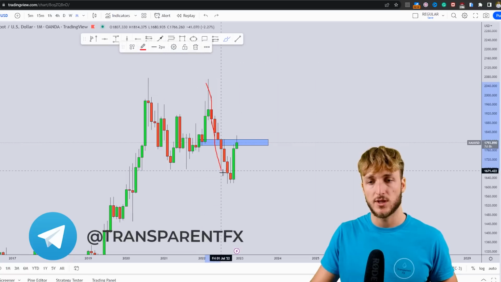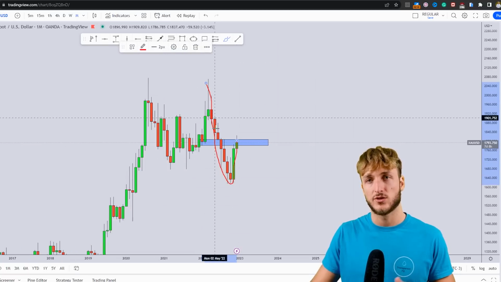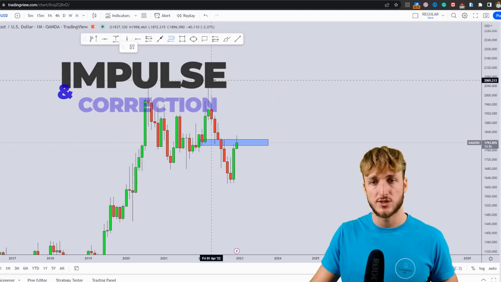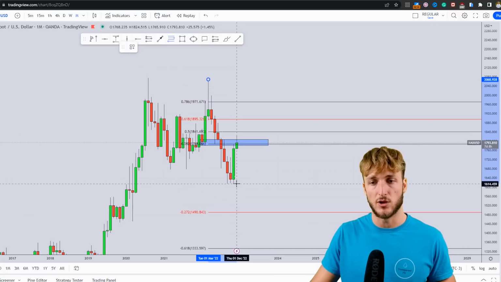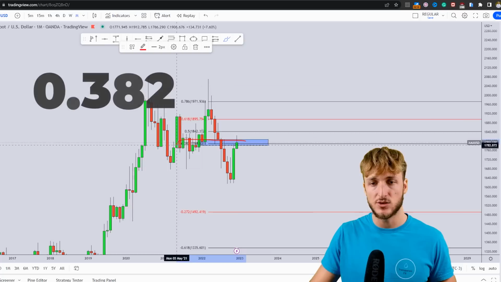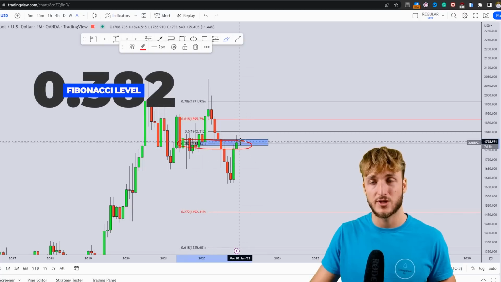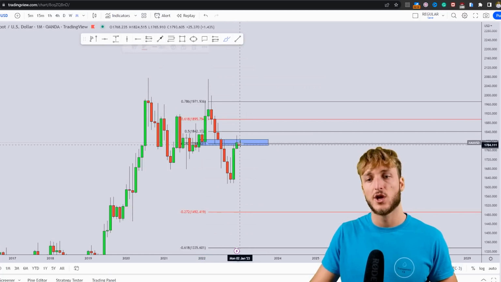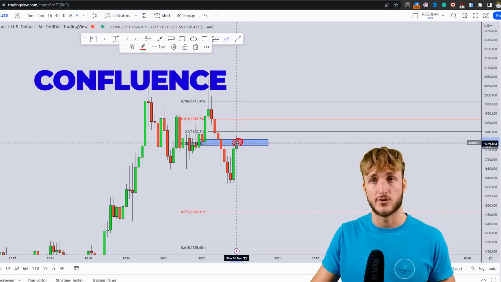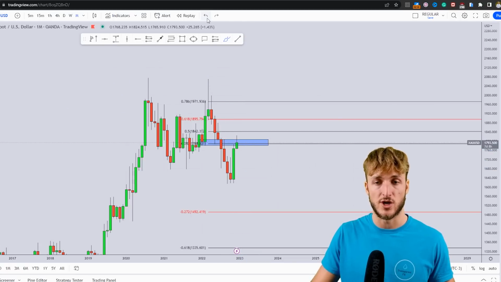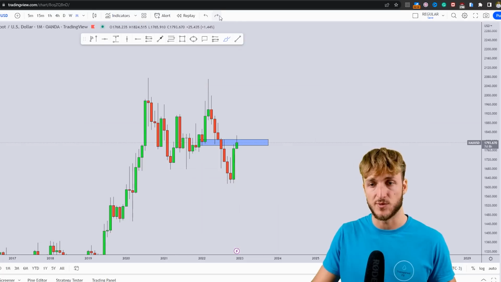We can also notice how we did have an impulse and correction, and in general, after an impulse, if you want to measure the correction, what you have to do is take your Fibonacci from the high to the low of the impulse. And if we do that, we can notice how we have exactly the 0.32 Fibonacci retracement lining up with the previous monthly support turned resistance, creating a confluence of supply and resistance from which a rejection of this market to the downside is definitely a possibility.